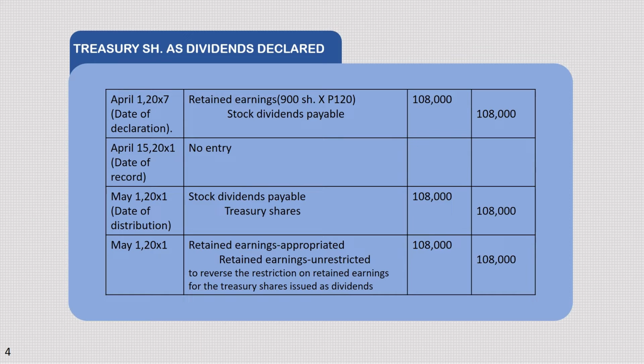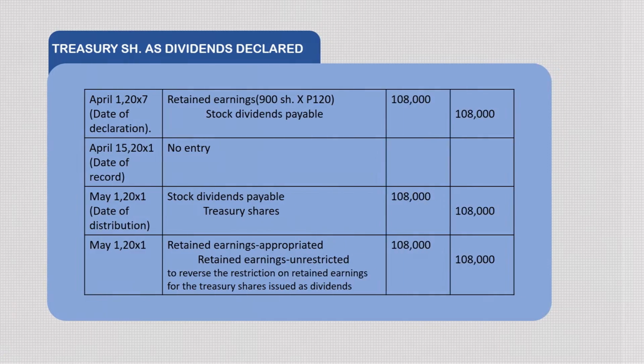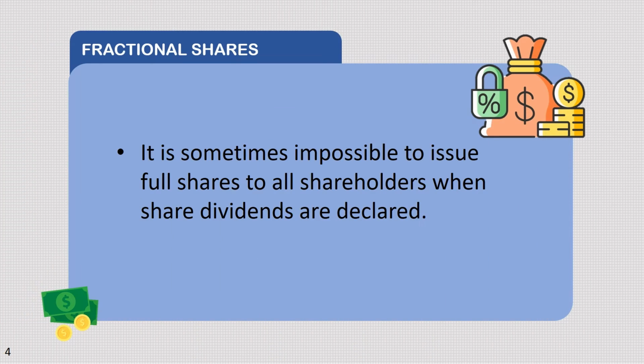For the journal entry on the date of declaration, retained earnings is debited and stock dividends payable is credited for 108,000. On the date of record, there will be no entry. On the date of distribution, stock dividends payable is debited and treasury shares are credited at the amount of 108,000. On the same day, May 1, 20x1, retained earnings appropriated is debited and retained earnings unrestricted is credited in the amount of 108,000. So we'll head on to fractional shares.